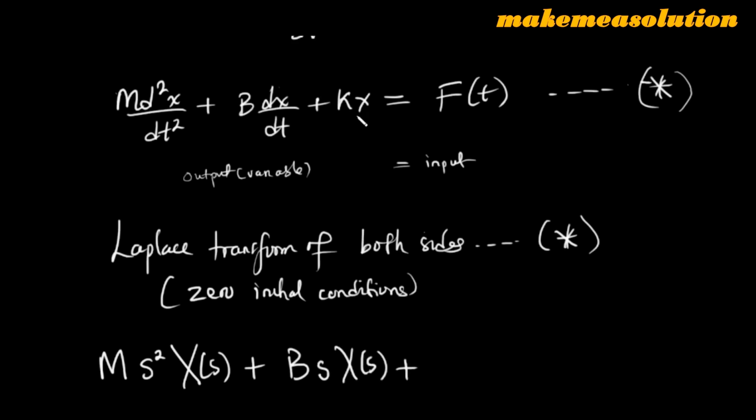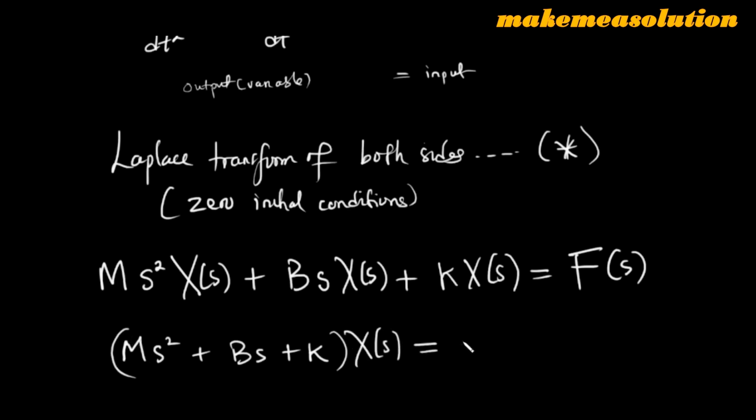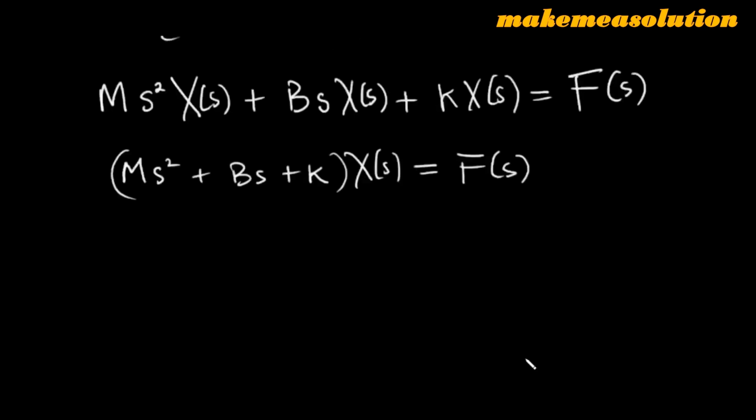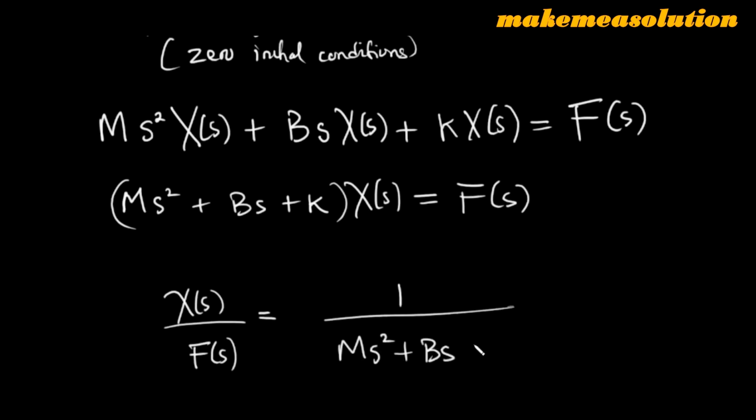Then plus the Laplace transform of x is X(s), so you just have kX(s). The Laplace transform of f(t) can be represented as F(s). Is that okay? So you can now factor out X(s), so you have ms² plus bs plus k, everything times X(s), is equal to F(s). When we find the ratio X(s) divided by F(s), we'll find that this ratio is equal to 1 divided by ms² plus bs plus k.